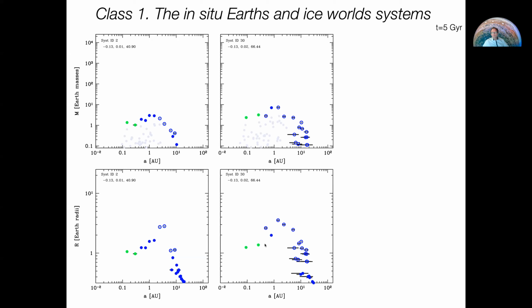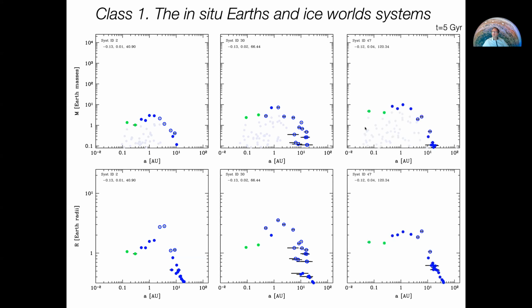Here again, these are similar, then we have a strong jump. And here we have now a third one. Here the masses are again similar, and in this case also the radii are pretty similar. So this is actually the most frequent outcome.